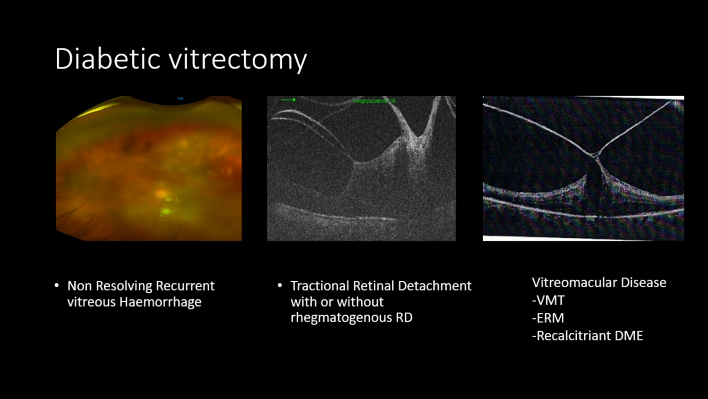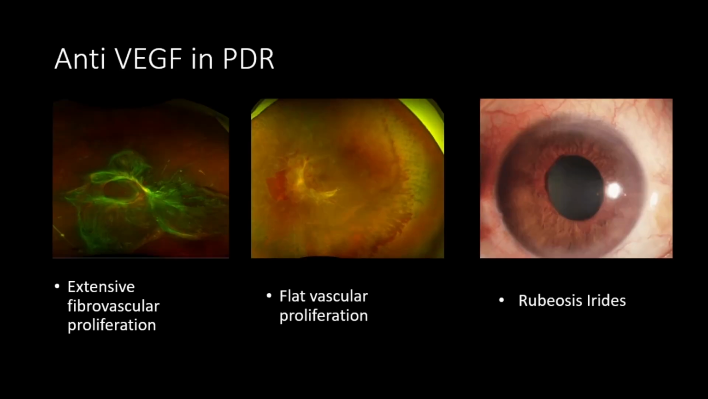These are some of the common indications for diabetic vitrectomy, like in cases of non-resolving vitreous hemorrhage or in cases of recurrent vitreous hemorrhage. Diabetic vitrectomy is also an indication in cases of a tractional retinal detachment with or without rhegmatogenous detachment, and in cases of vitreomacular diseases like vitreomacular traction, retinal membrane, and recalcitrant diabetic macular edema. But all cases don't require anti-VEGF. Those who benefit are cases with extensive fibrovascular proliferation, young diabetic with flat vascular proliferation where there is no plane for dissection, and in cases of rubeosis.